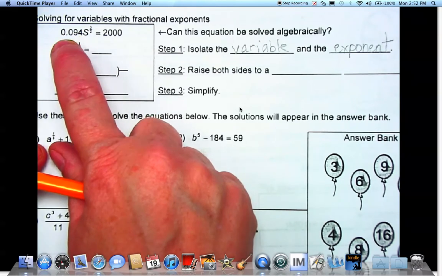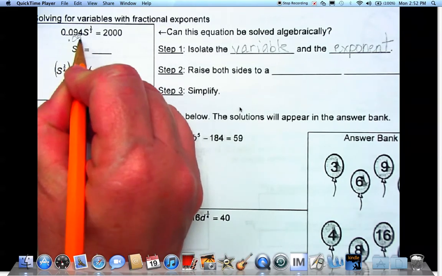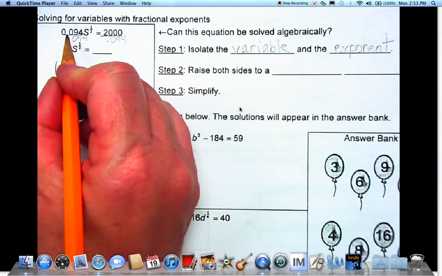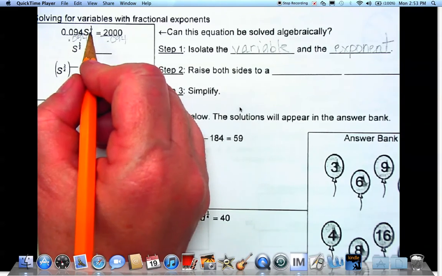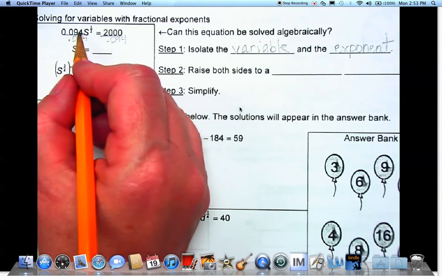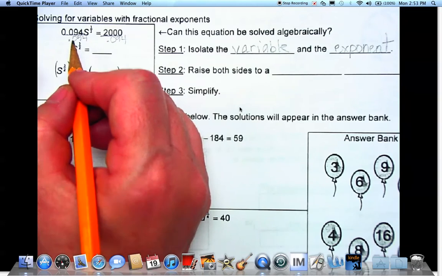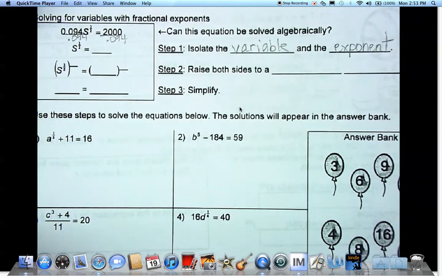What's that number in front? 0.094. Well, how are we going to get rid of it? Divide by it. Why are we dividing? To isolate the variable. So what is 0.094 doing to the s? It's multiplying it. The opposite of multiplying is to divide. That's why we're dividing. So somebody do 2,000 divided by 0.094. Everybody do that. We're going to need your calculator this whole time.